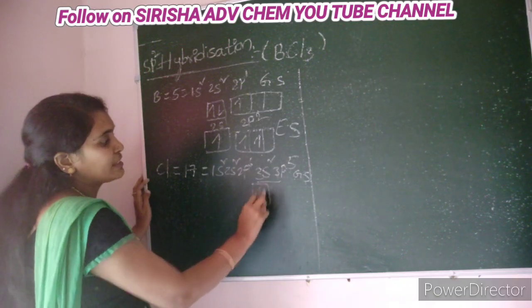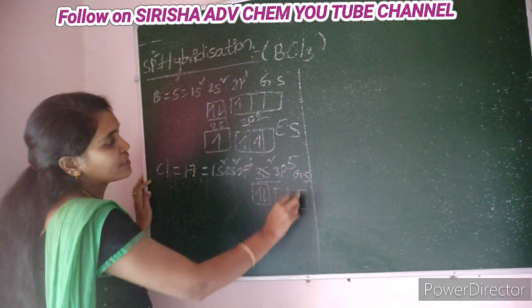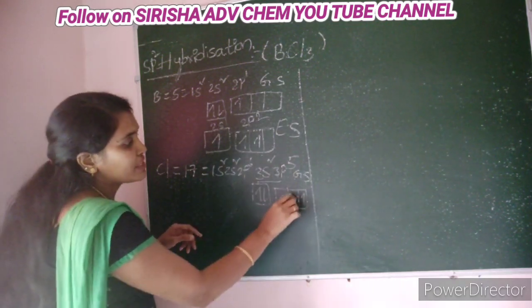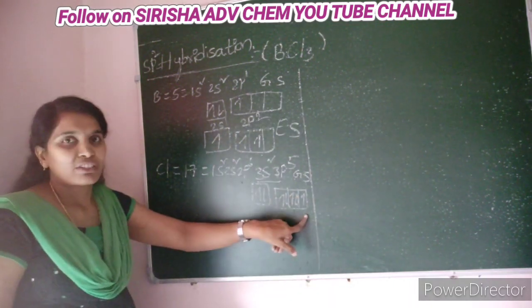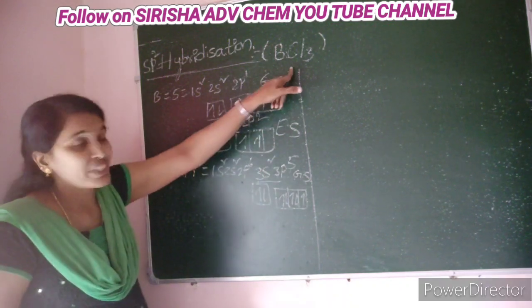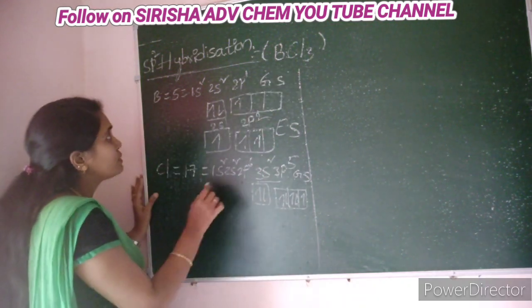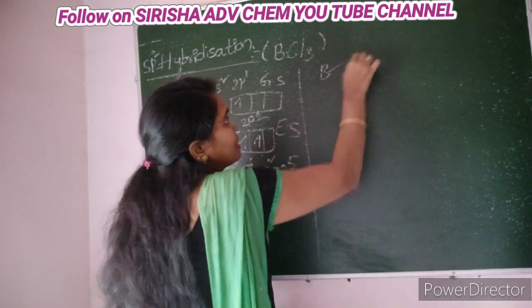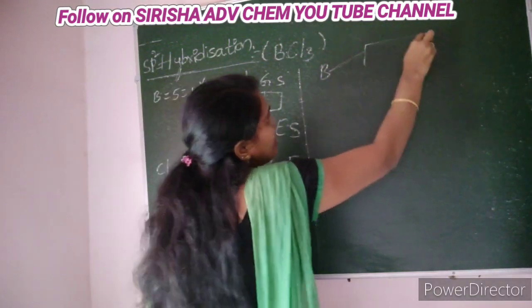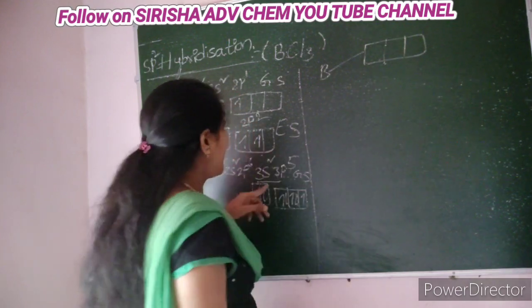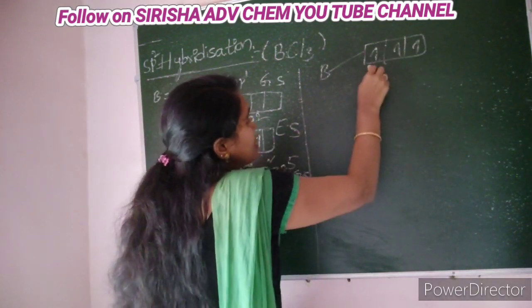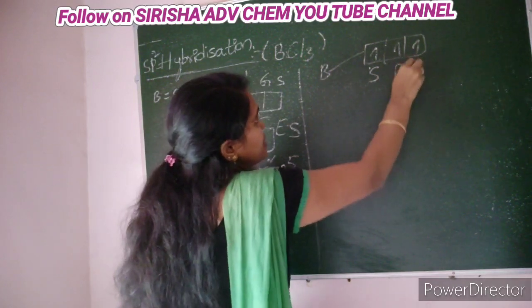Then we can see here the s orbital has 2 electrons. In the p orbital there are 5 electrons. If you see here, only 1 unpaired electron is there. But in total, how many chlorines are we taking? 3 chlorines. So here boron has 3 unpaired electrons. One is s, this is p, this is p.